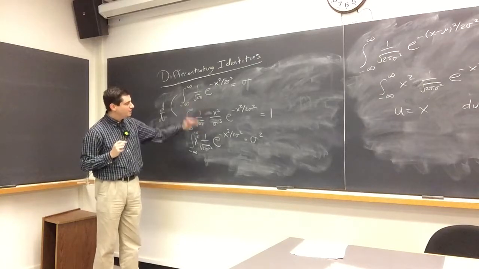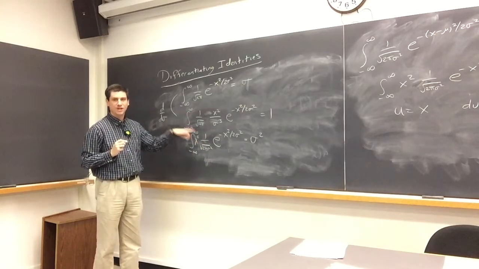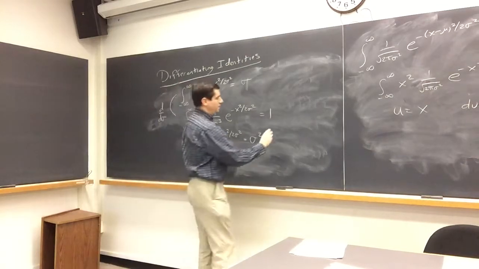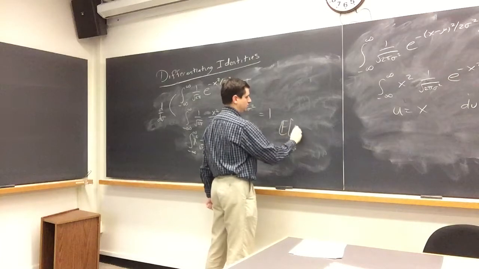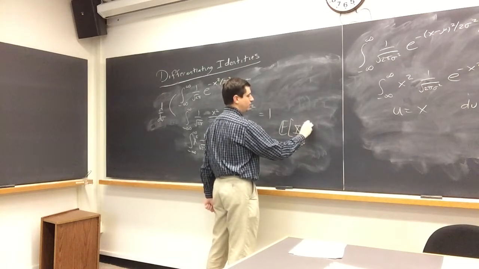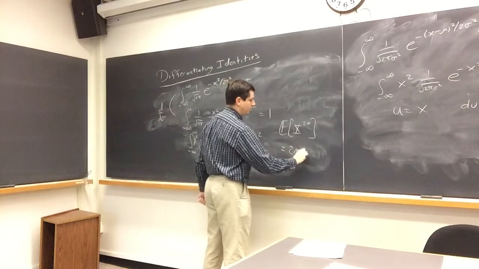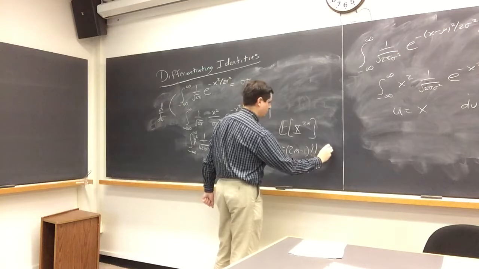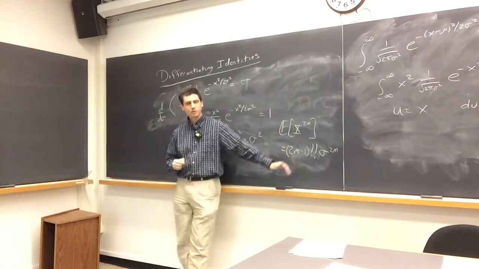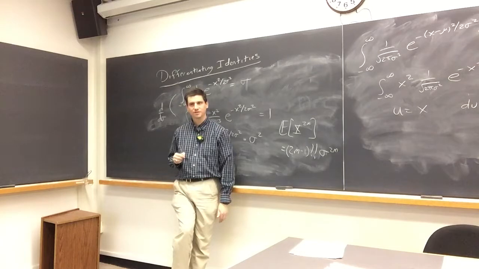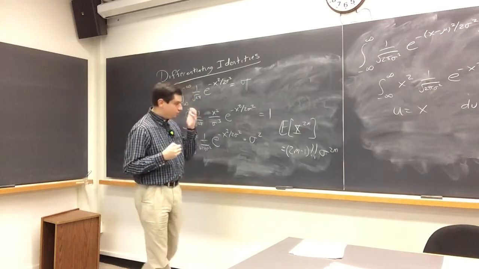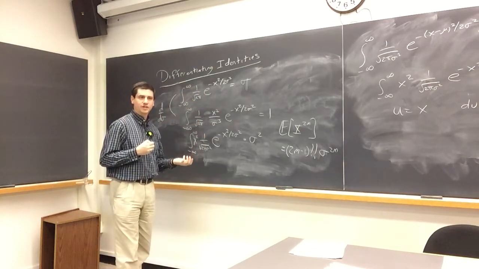So you can actually use this to now very easily calculate the integral of x to the 4th, x to the 6th, x to the 8th, and get a really nice formula. You'll get that the expected value of x to the 2m is 2m minus 1 double factorial times sigma to the 2m. The double factorial means every other. So it's really nice how it works out in this case. So this is the incredible power of differentiating identities.